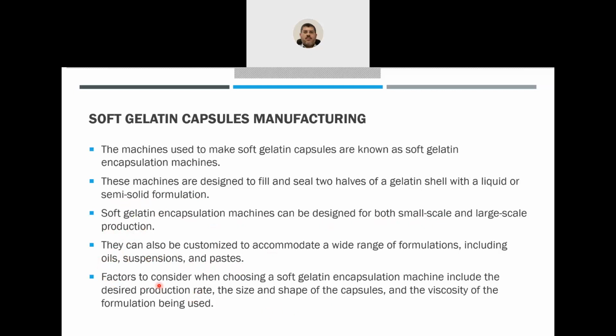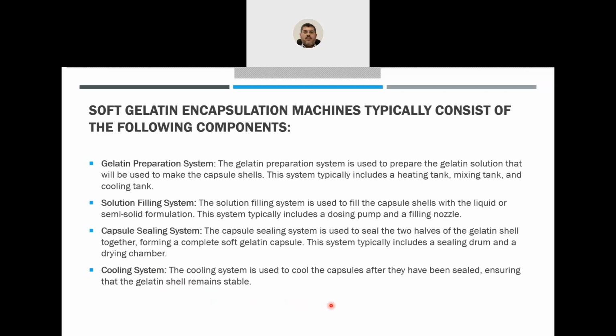When you want to buy machines, you have to consider some factors, like what is the production rate, how many capsules can be produced per hour, the size and shape of capsules that can be produced in this machine, and the viscosity of the formulations that can be injected into the capsule. Okay.